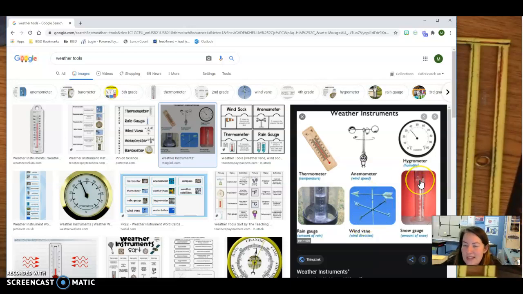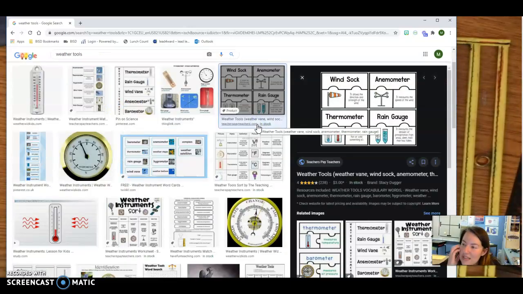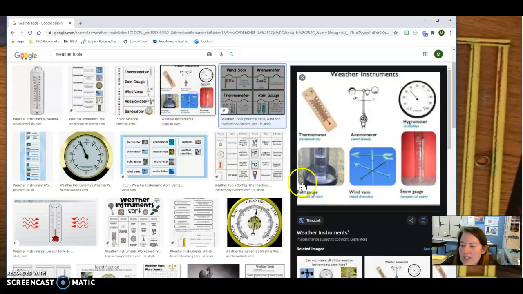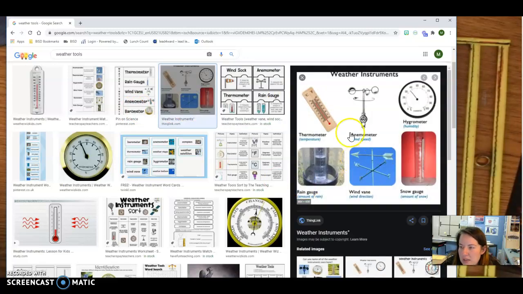This one we don't really need much in Texas, right? A snow gauge, very similar to a rain gauge, measures how much snow has fallen, but we hardly would ever need that one, right? There's tons of different science tools that are used to measure weather. This one, a wind sock, is very similar to the wind vane. It tells what direction the wind is going.